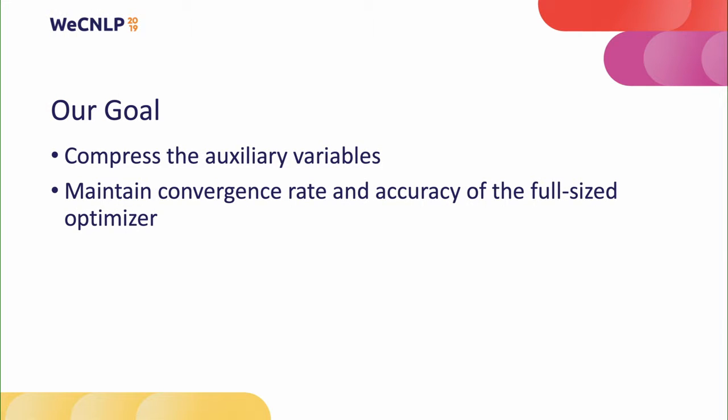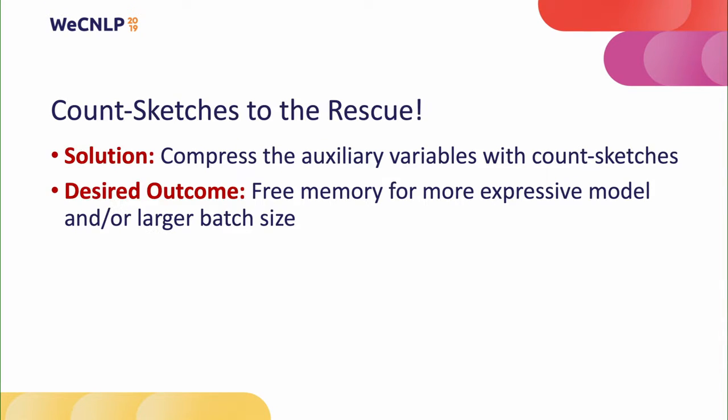So now that I explained what we were able to accomplish, how do we actually go about designing this new compressed optimizer? Our goal will be, can we actually compress these auxiliary variables and maintain the convergence rate and accuracy of the full-size optimizer? Ideally, this will allow us to have the adaptive properties of the Adam optimizer while having the cost of the SGD optimizer. So our solution is we're going to use the count sketch data structure to compress these auxiliary variables.